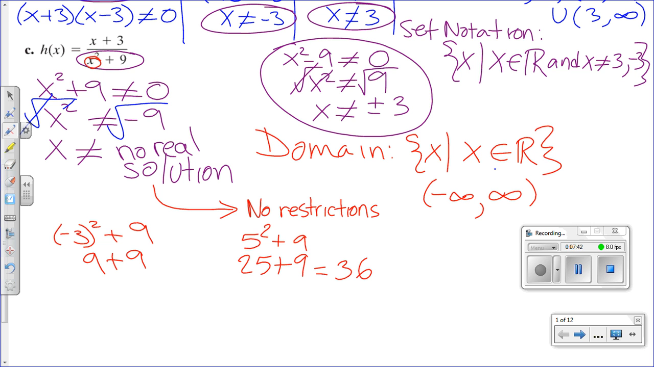So it doesn't matter if you select a positive or a negative number for x, any number that you choose for x will work. So therefore, there is no x value that will make that denominator equal to 0. Is that clear? All right. So let's move on to the next slide.